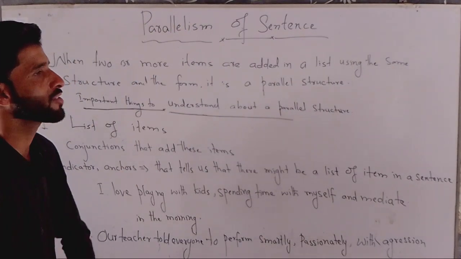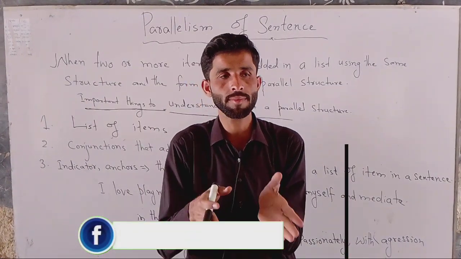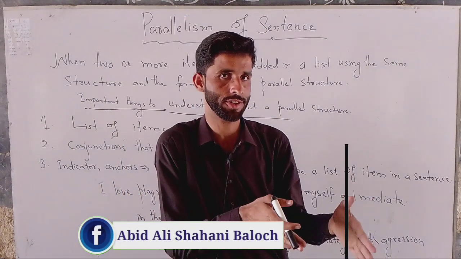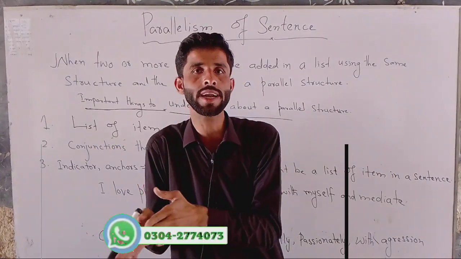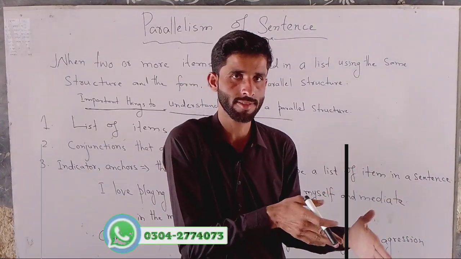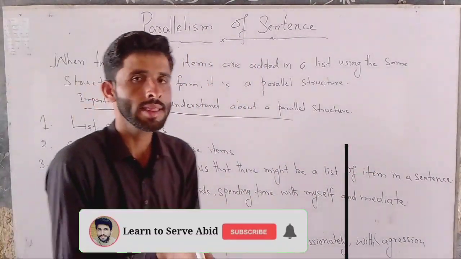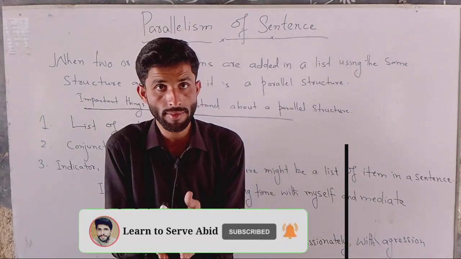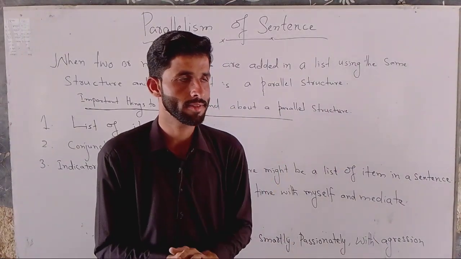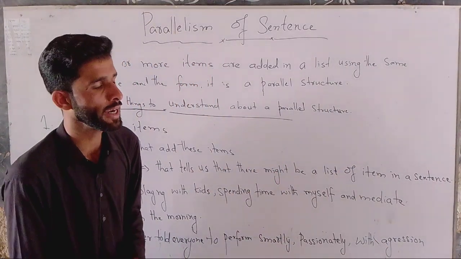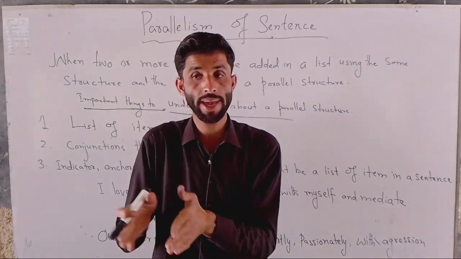So what is the meaning of parallelism of sentence? What is the meaning of parallelism? Parallelism means equal balance or equal weightage. We maintain equal balance between different items, different things. Here in a sentence, it also refers that we have to maintain equal balance between different items in a sentence. If different items are given in a sentence, we have to follow the rule of balance. We have to make them balance.